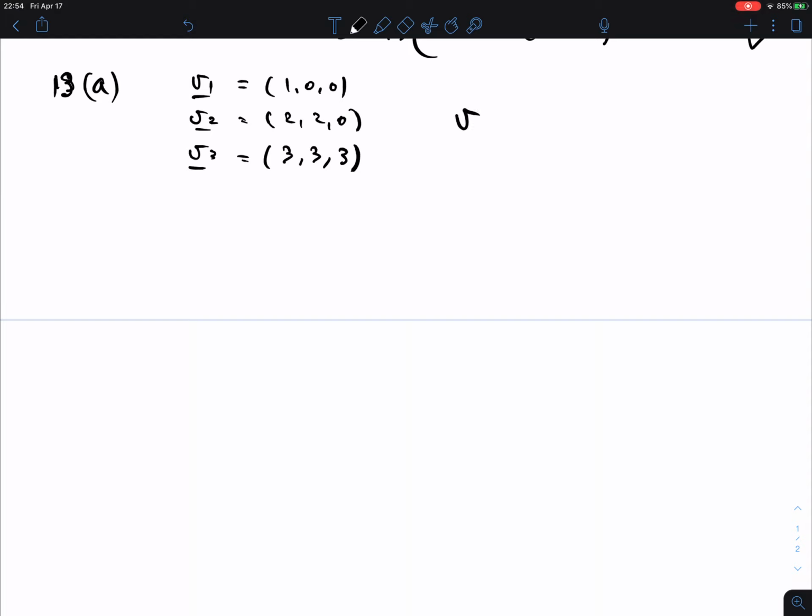But the question now is: we are given here a vector v. They picked something random, I'm assuming. It is 2, -1, 3.